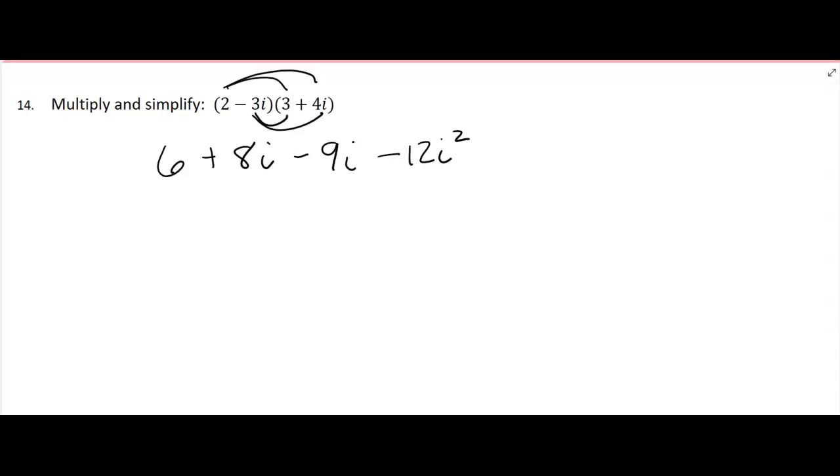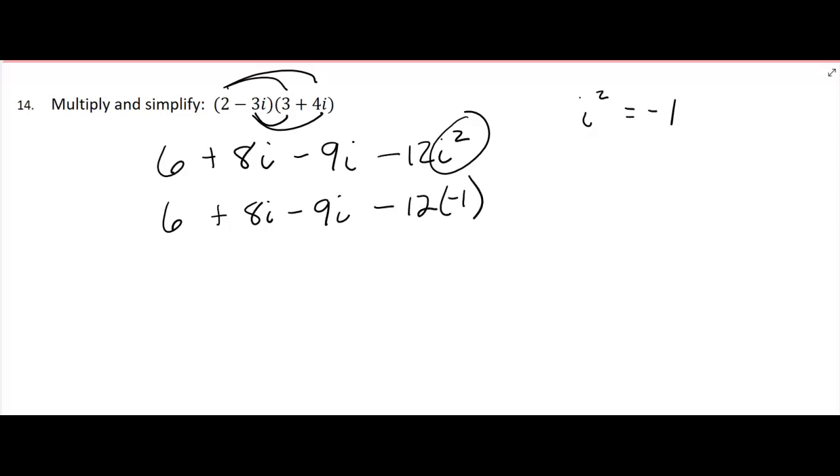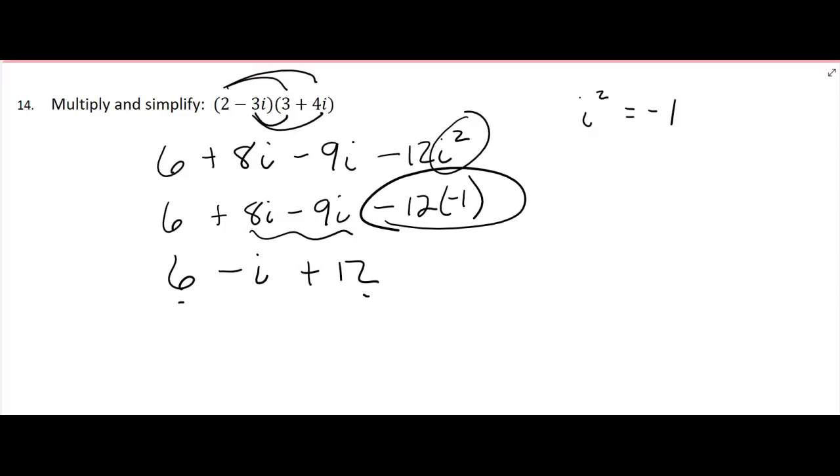Okay, so we have a couple things going on. First of all, i squared is equal to negative 1. So I have 6 plus 8i minus 9i, which I can combine. I'll do that later. And then I have minus 12 times negative 1. Okay, I'll go ahead and combine them now. 8i minus 9i is minus i. And then this is going to become a plus 12. So the 6 and the 12 are going to make 18. And so you're going to have 18 minus i.